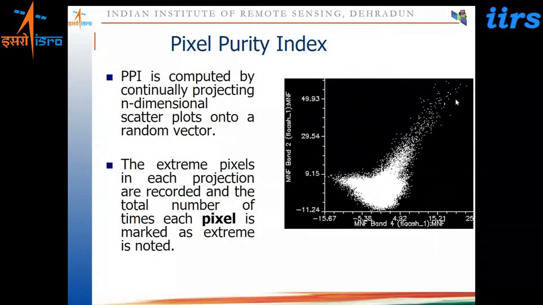So all those pixels which appear pure either once, twice, 100 times or 10,000 times will be marked as white, and the pixels which do not appear as extreme pixels, or which are not found as the end member by the PPI algorithm, will be marked dark or black in the image. So your PPI image will look like this.